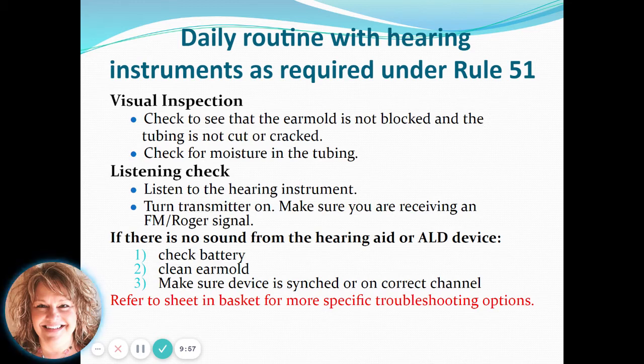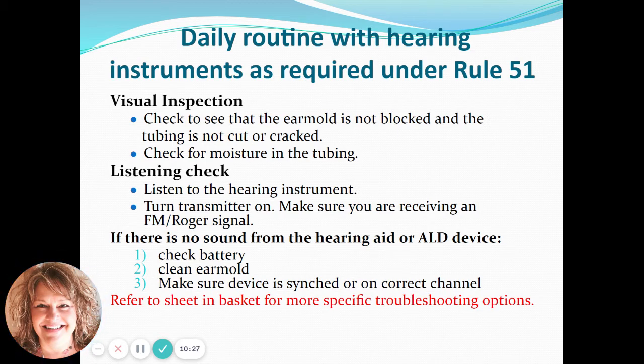Turn on the transmitter and make sure that they're receiving that FM Roger signal. You want to make sure that the hearing aid is working properly. And when you know that's working, then you also want to make sure that the actual transmission of the Roger or the assistive listening device is working as well. If there's no sound from the hearing aid or the assistive listening device, key is check the battery first. Next is clean the ear mold, and then make sure that the device is synced or on the correct channel.